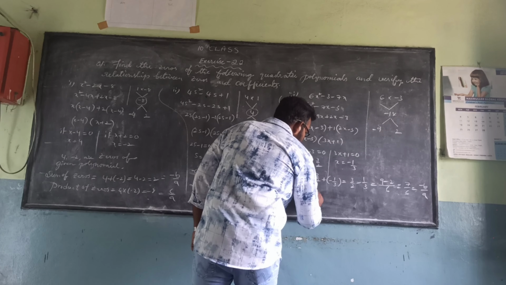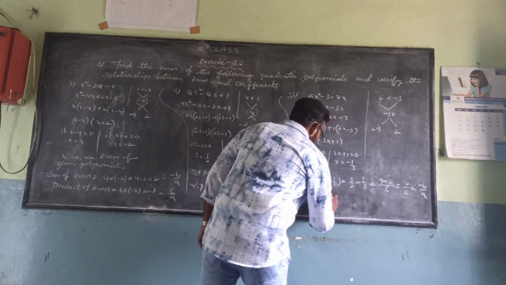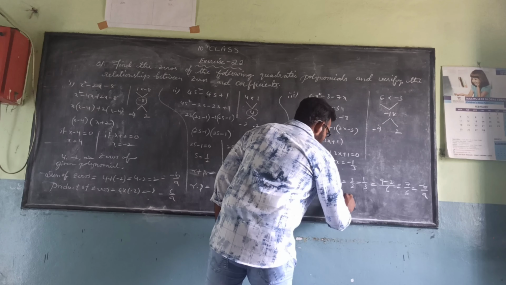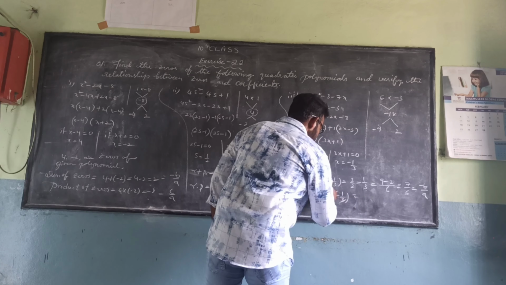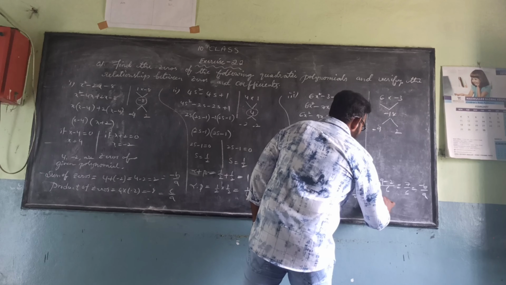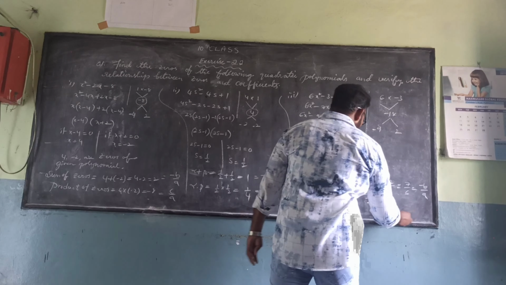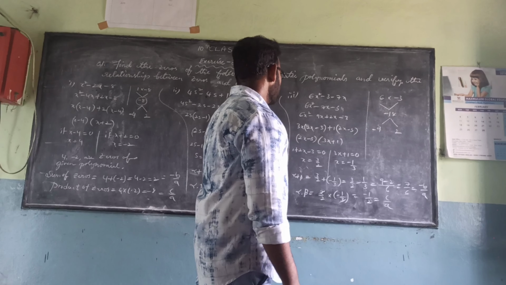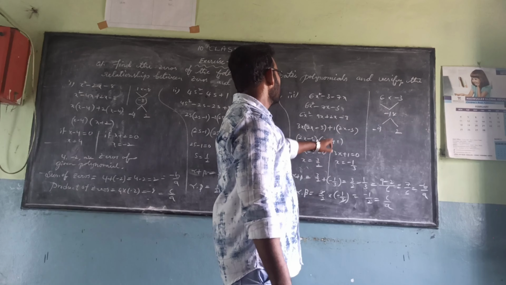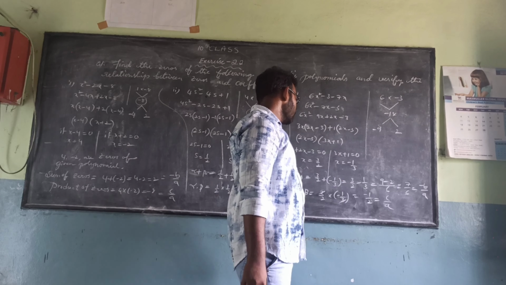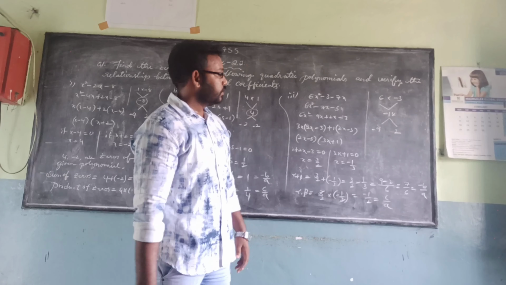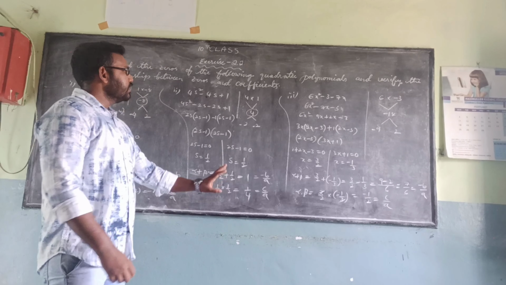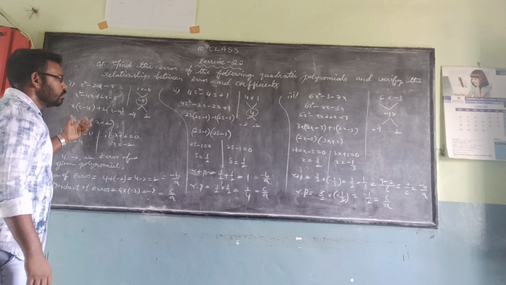So alpha into beta. That means 3 by 2 into minus 1 by 3. So here the 3s cancel, minus 1 by 2 remains. So minus 1 by 2. So c by a, minus 3 by 6. It gives minus 1 by 2. So similarly, in this way, remaining problems also we can do.